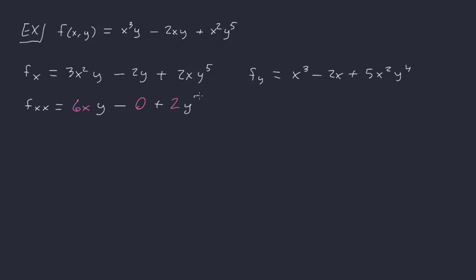And the y to the 5th will stay the same. Okay, so f sub xx ends up being 6xy plus 2y to the 5th.